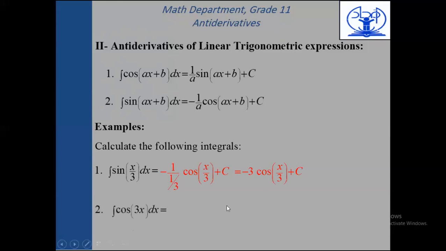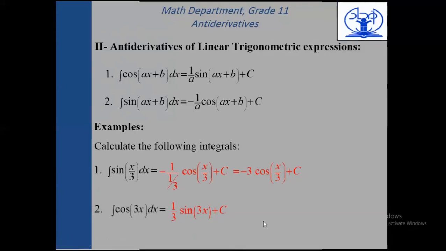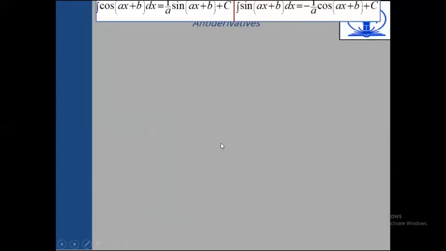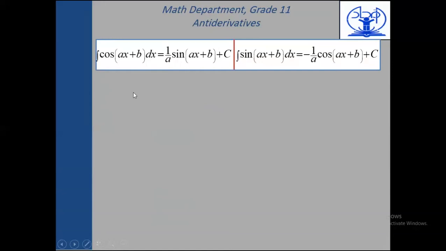What is the integral of cosine 3x? Again, this is a linear expression where a, or the slope, is 3. So it's 1 over 3 sine 3x. So we're just applying rules. In general, the integral of cosine(ax + b) is 1 over a sine(ax + b). The integral of sine(ax + b) is minus 1 over a cosine(ax + b).